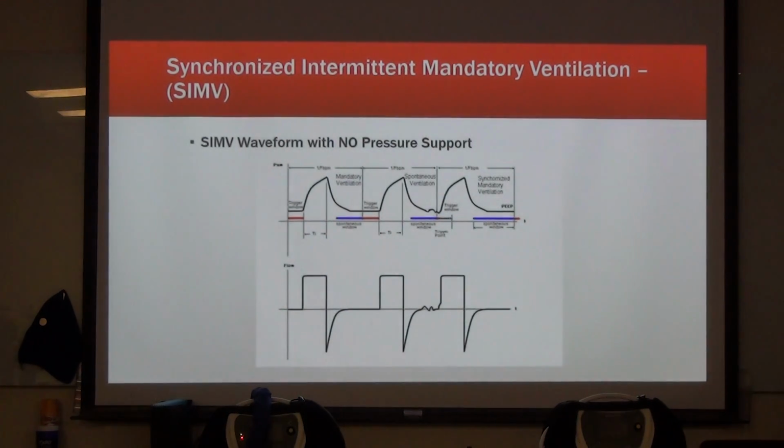These are some of the windows where we're going to look at the waveform with no pressure support. Do you see the trigger? So there's two of them where there's no trigger, so it's providing a mandatory ventilation, and then you can see where there's a trigger and then a synchronized one, and this is where they're synchronizing the breath to the next expected breath.